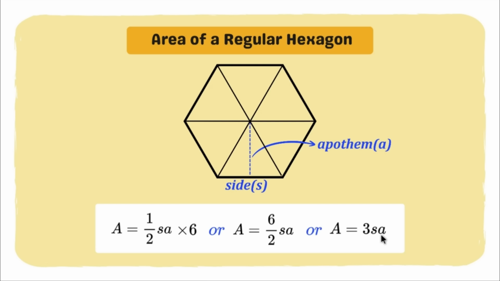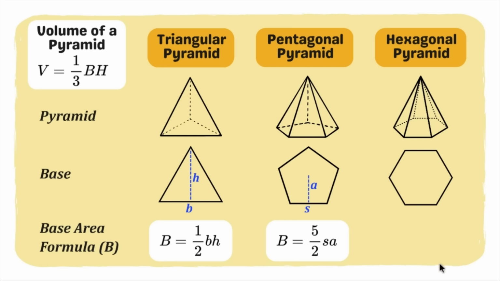the apothem. Okay, so going back to our summary, the base area formula will now be 3 times S times A. Okay, where S here is the side of the hexagonal pyramid, polygon I mean, and then A is the apothem of the hexagonal base. Alright, so ito po yung formula natin. Ito po yung summary on how to get the base of this pyramid para makuha natin yung volume.